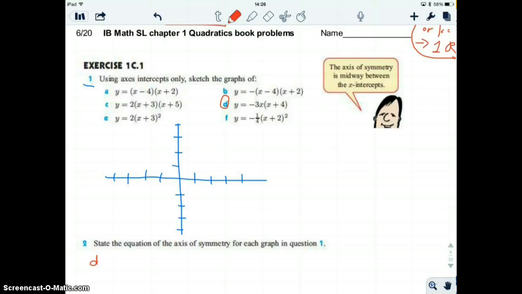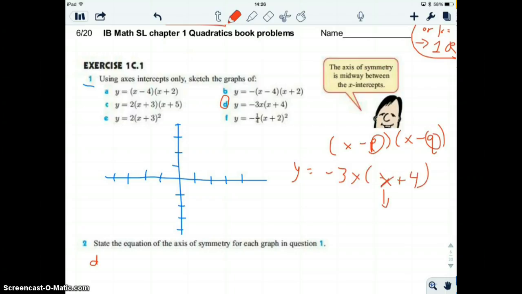If you look at this equation, you can recognize that h is equal to negative 2, right? Because it's x minus h, and it's x plus 2, so h is negative 2. And here, you can see that k is equal to negative 3. So the vertex is negative 2 comma negative 3. So we already have the vertex.